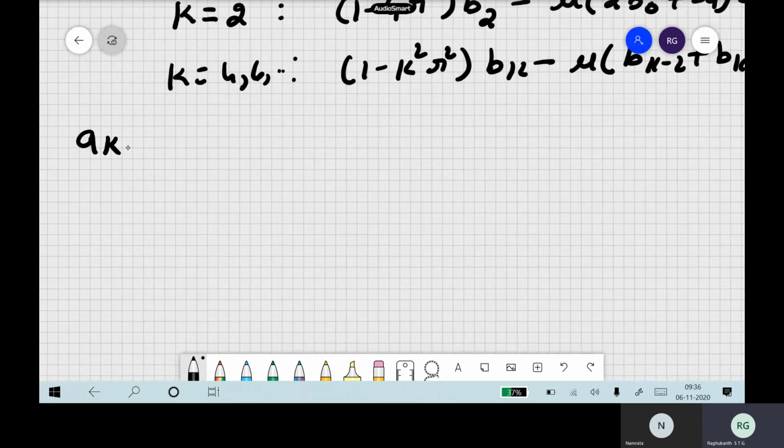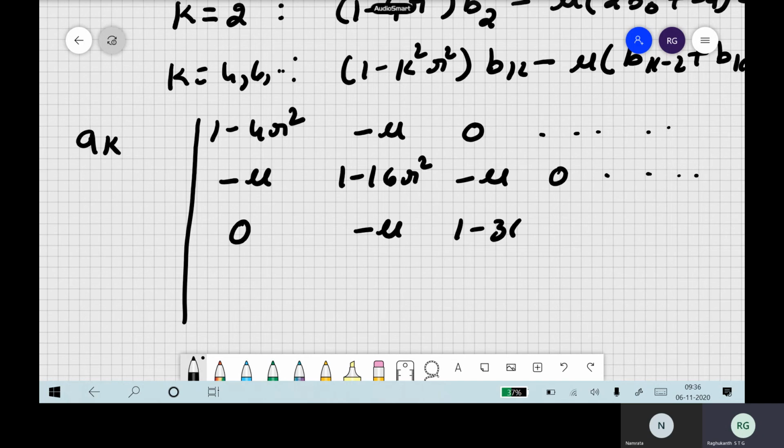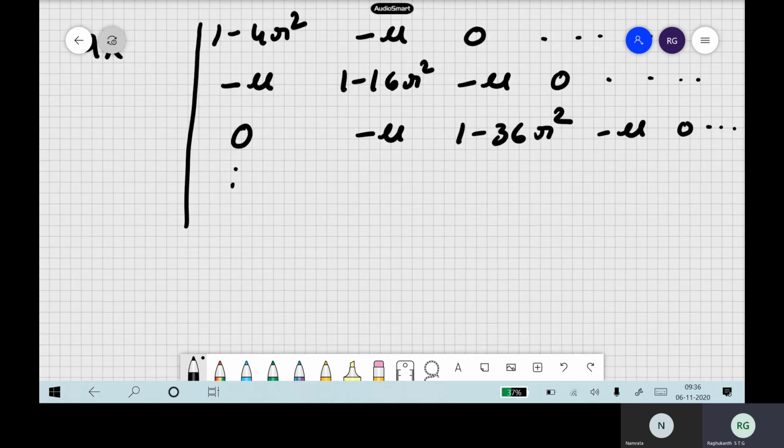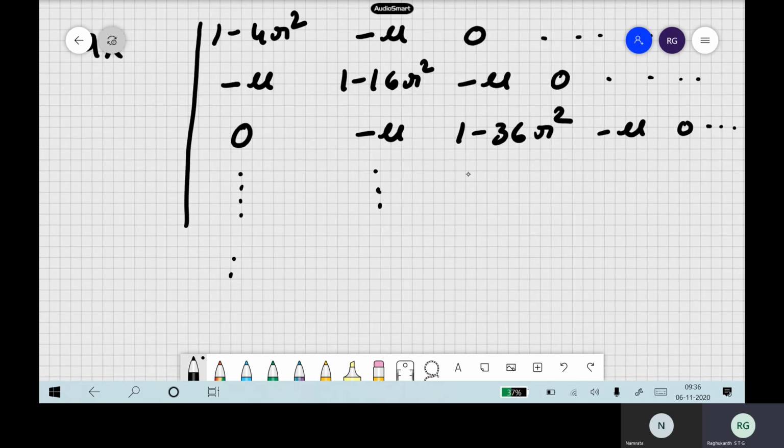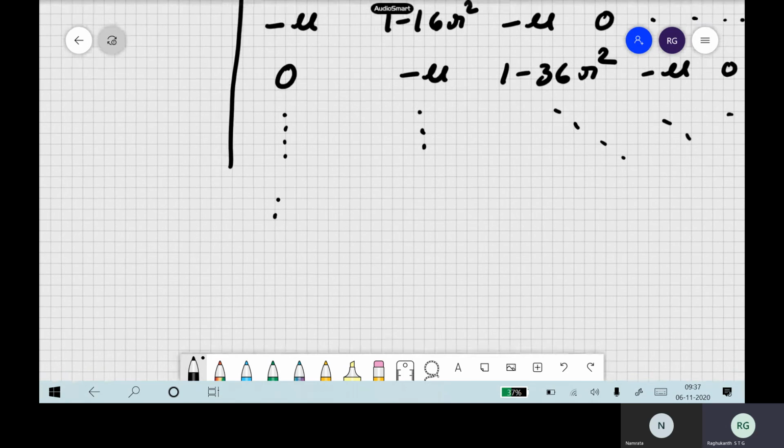For the A case, if you write it in a matrix format, we have 1 minus 4 r square, minus mu, 0, like this the terms come. Then minus mu, 1 minus 16 times r square, minus mu, 0, like this it comes. Then 0, minus mu, 1 minus 36 times r square, then once again you have minus mu, of course 0, all the extra terms will be there. So you follow, right? Yeah, this is how the other terms look. So this is for the ak, and the determinant has to be 0 to find out the stability.